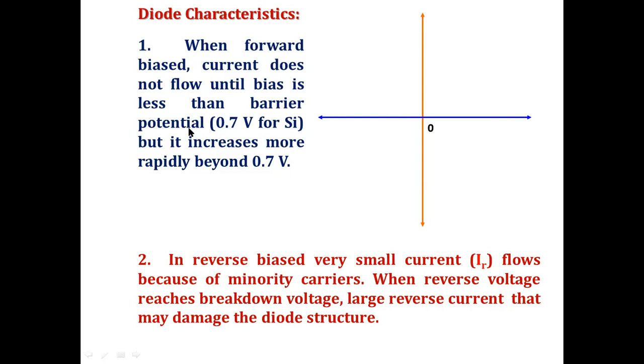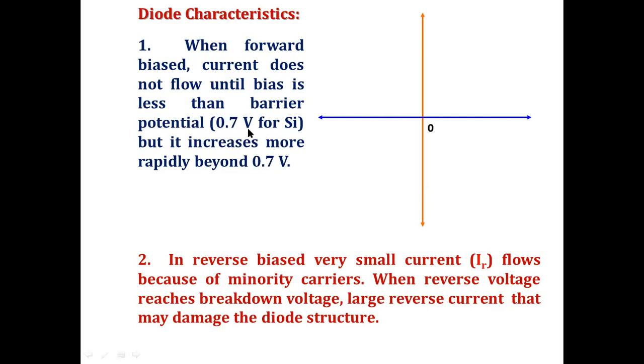Forward bias we applied. Positive supply is given to the P, negative supply is given to the N. But suddenly, positive to P and negative to N, by giving the supply, it will not conduct because the barrier potential is there. But as we increase the voltage, the potential barrier will be 0.7 for silicon and 0.3 for germanium. More than that, we have to apply. The voltage should be more than that.